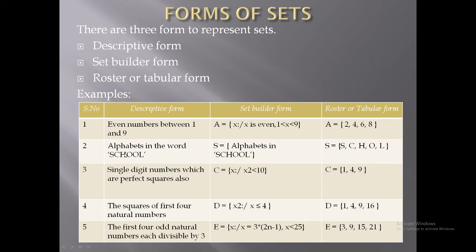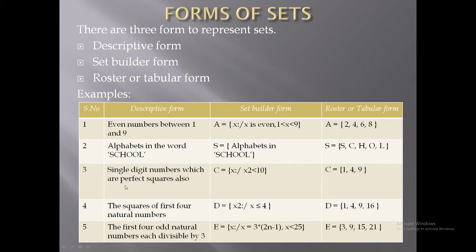Let me explain one more example. Alphabets in the word school. This is in descriptive form. In set builder form, we can write it as set S is equal to the set of alphabets in school. And in roster or tabular form, capital S is equal to the set S, C, H, O, L. Although school has two O's, in the roster form the elements won't repeat. Also, three more examples are there. I think it will help you to understand better.